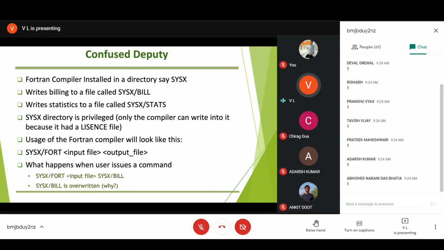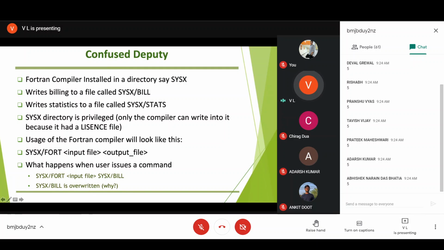And the problem here is that the user was allowed to give this command. The service was supposed to launch Photon on this input file and create the output file as given by the user. But as far as the user is concerned, the user did not have any privilege in the sysx directory. The only privilege in the sysx directory is held by the compiler. So while this file is being written, the compiler had access to sysx, so naturally it could write to this file. So there was nothing wrong as far as the authorization was concerned.